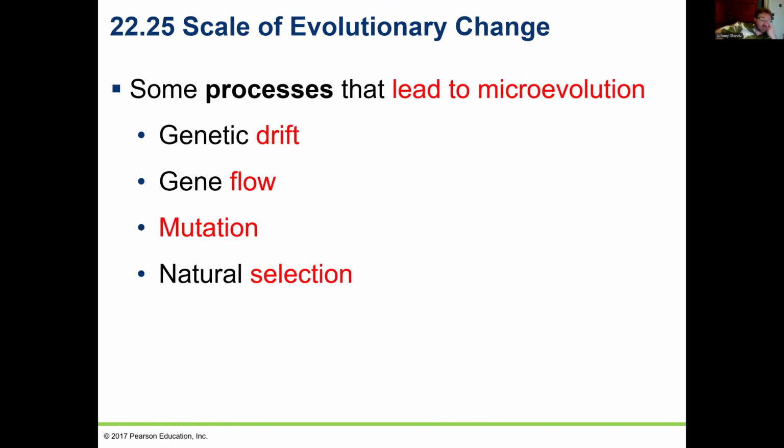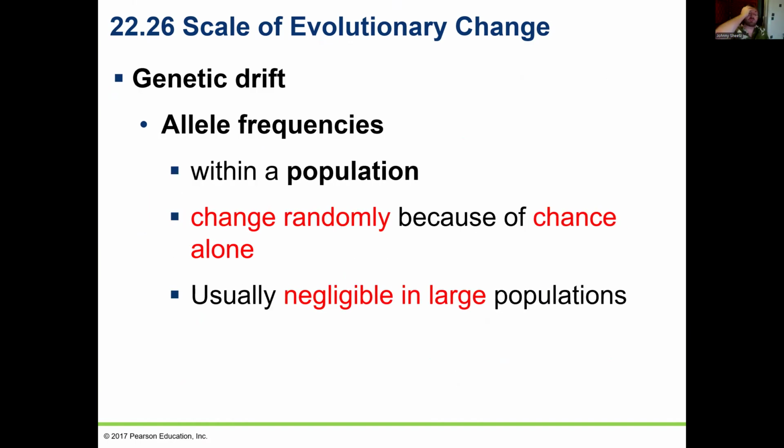Now, some processes that lead to microevolution. That would be genetic drift, gene flow, mutation, and natural selection. So let's define each of those terms. We'll start with genetic drift.